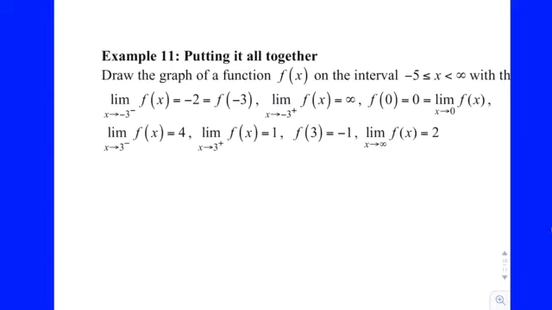There's also one like this in the worksheet. When you're done, make sure it passes the vertical line test. One more minute.